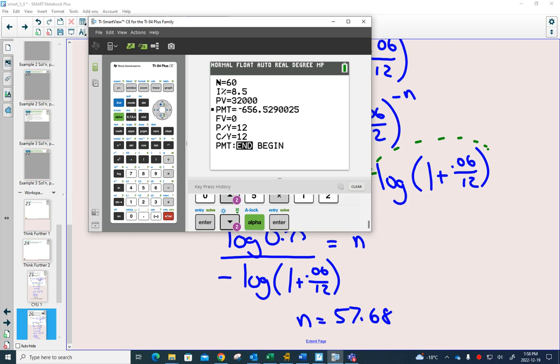If I take this 656, get rid of the negative there, and times that by 60 payments, I find out that my $32,000 car will actually cost me closer to $40,000, which is $7,000 that I don't really want to pay. So I have some options.